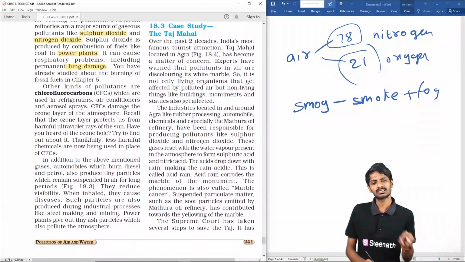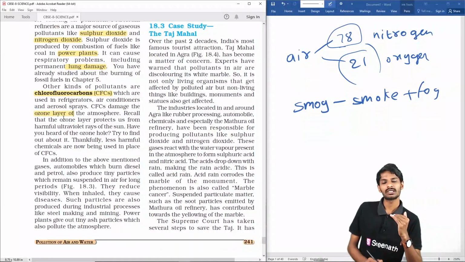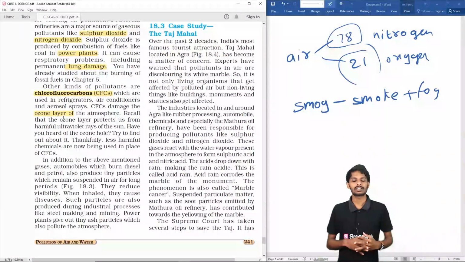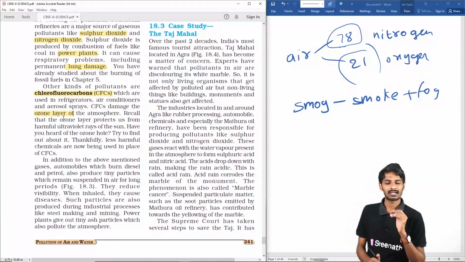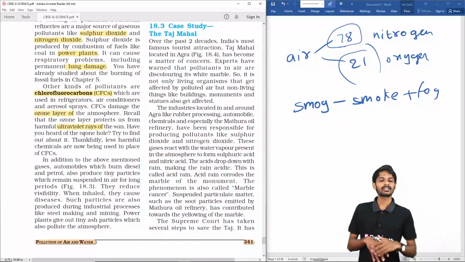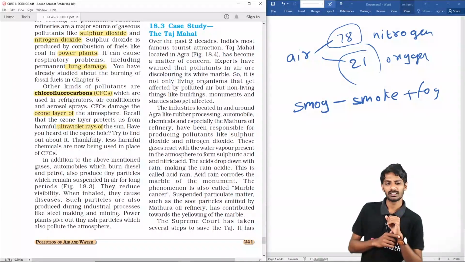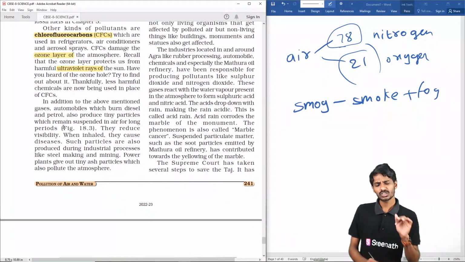Other kinds of pollutants are CFCs, the chlorofluorocarbons, which are emitted by refrigerators, air conditioners and aerosol sprays, students. These also damage the ozone layer. As we know, the ozone layer is like a blanket on the air. It protects us from the ultraviolet rays. If ultraviolet rays are incident on the earth, they will cause so much damage to humankind and to the buildings.